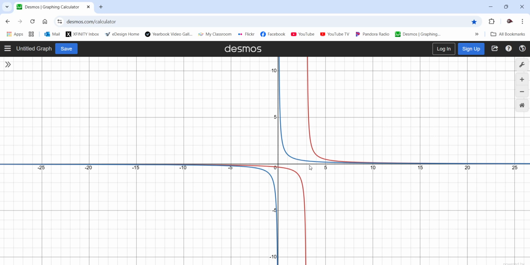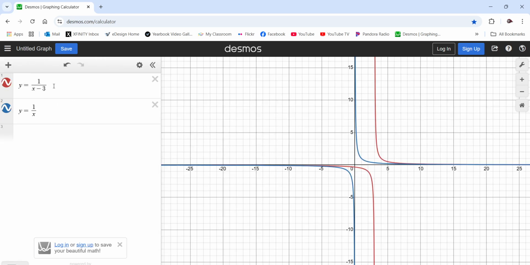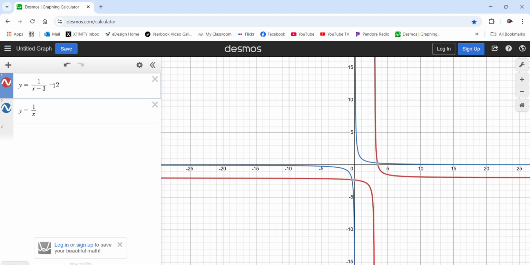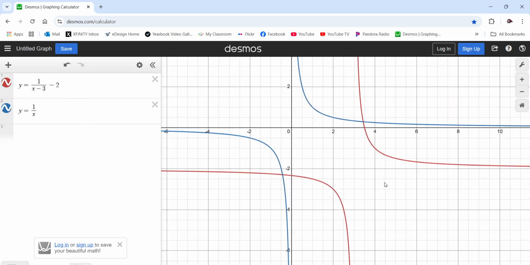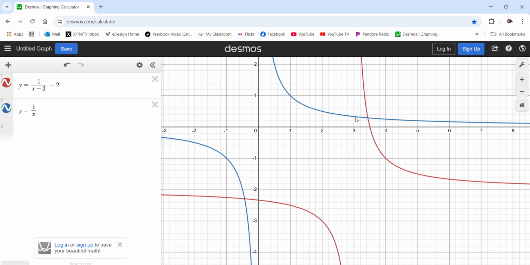What if I wanted to move it 3 to the right and 2 down? Then it would be x minus 3, and then a minus 2 at the end. Exactly. So if I put a minus 2 right there, see what it did? So this whole thing, I don't know how to explain it, but there's the 3. Let me zoom in a little bit. It never touches it here, never touches it here.